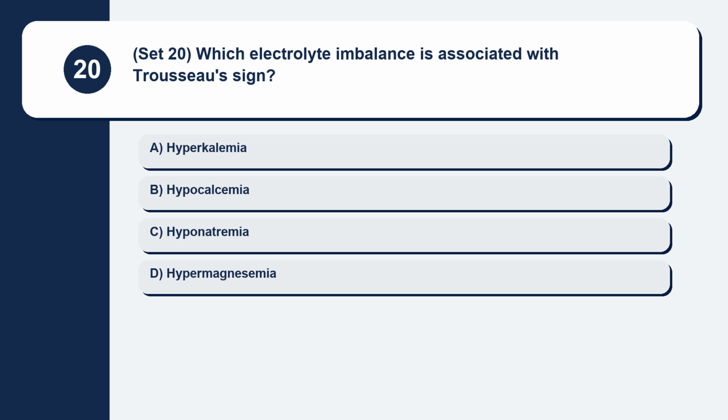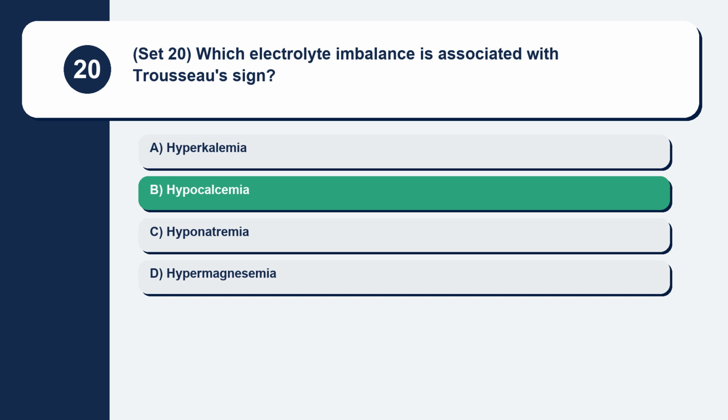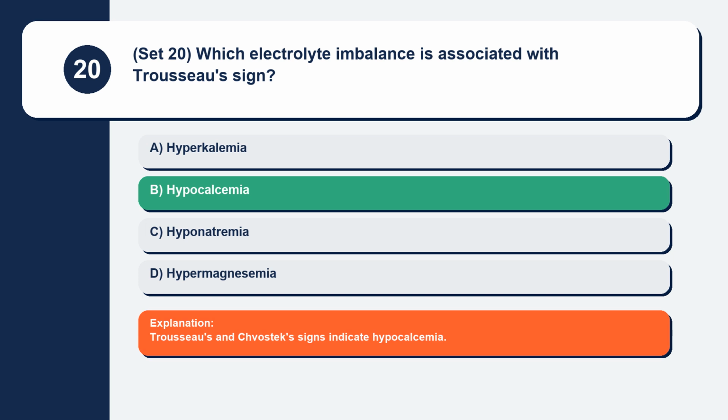Question 20. Set 20. Which electrolyte imbalance is associated with Trousseau's sign? Hyperkalemia, hypocalcemia, hyponatremia, hypermagnesemia. Trousseau's and Chvostek's signs indicate hypocalcemia.